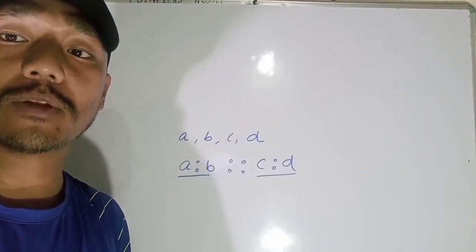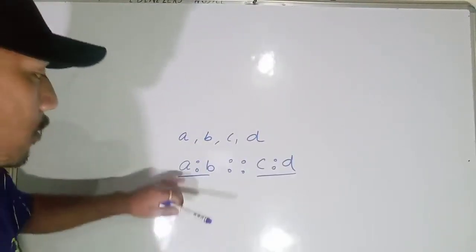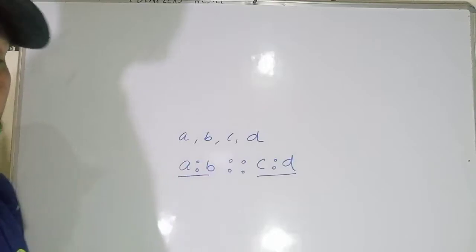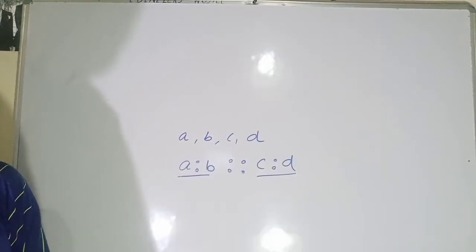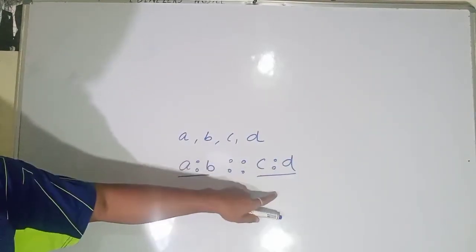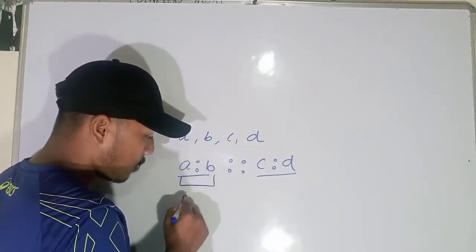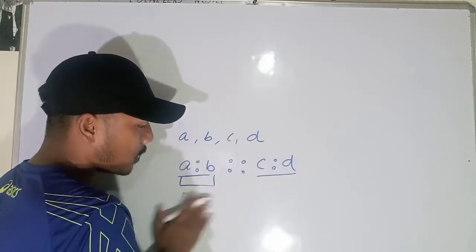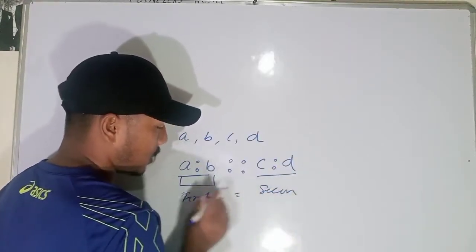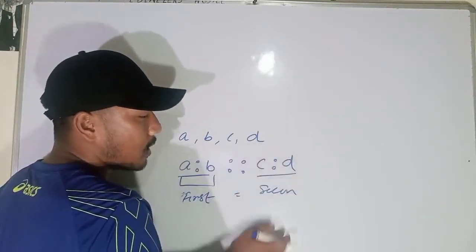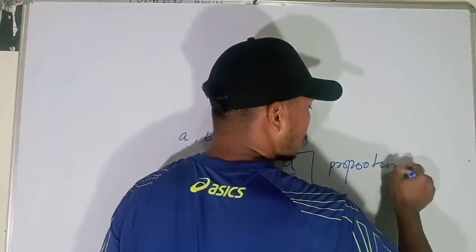If we take four quantities, A and B, and C and D, we are taking their ratios, A is to B and C is to D. Then we say these quantities are in proportion. If the first ratio is equal to the second ratio, that is, A is to B is equal to C is to D, then we say they are in proportion.